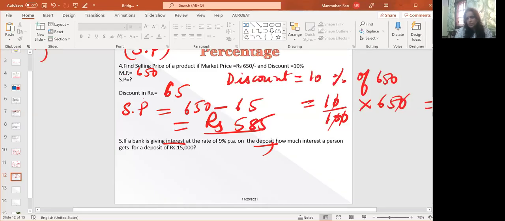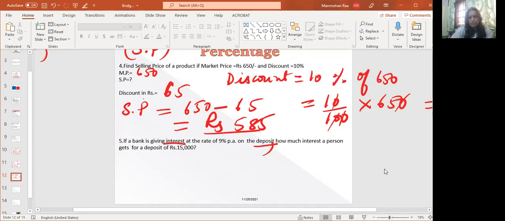SBI is there, Punjab National Bank is there, Bank of India is there, correct? Bank of Maharashtra is there, Dena Bank is there. These are all nationalized banks. Private banks are Kotak Bank, ICICI, and HDFC. There are foreign-based banks, and there are local ones like Bank of Maharashtra, Bank of Baroda and Canara Bank. The rate of interest is different for different banks.